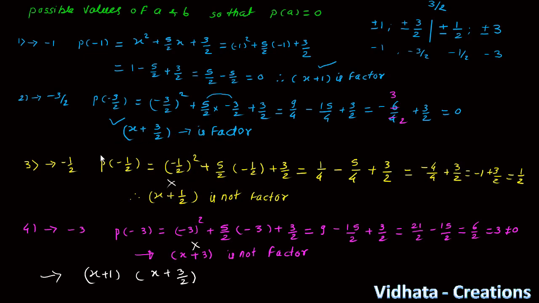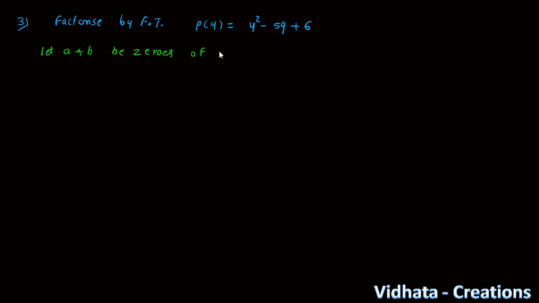Okay, now here we will study the next example about whether the given polynomial has factors or not. Okay, this type of polynomial we have, so here we will try to find out the factors of this. Here I will write: let a and b be zeros of the factors of polynomial p(y).